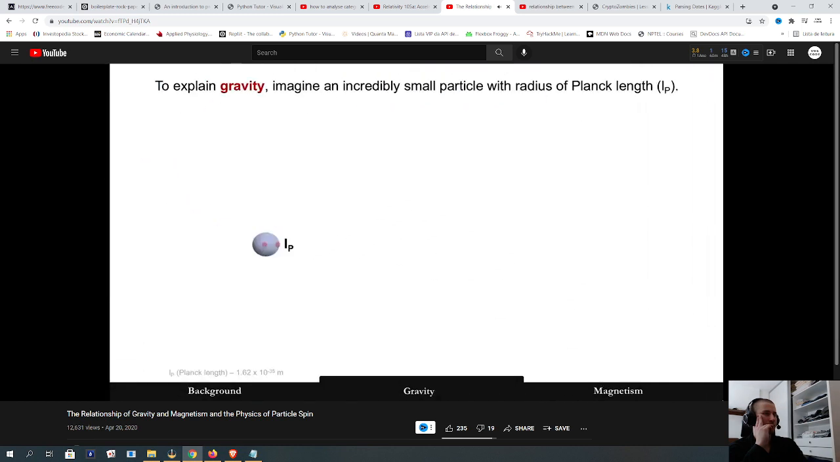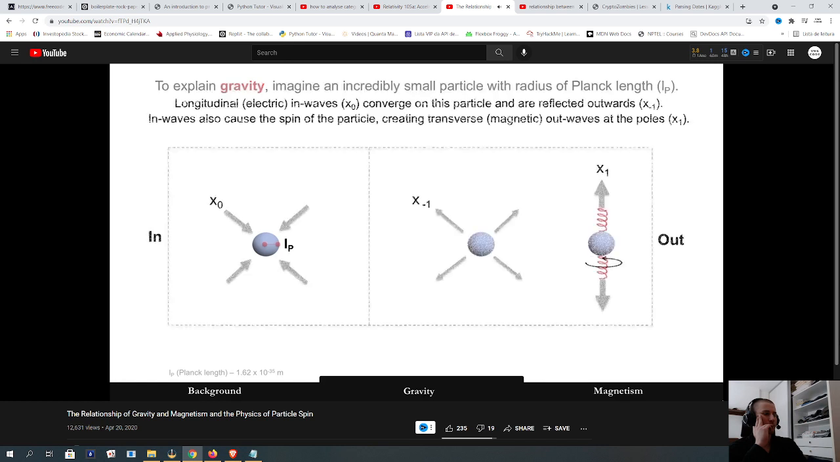All right, let's break this down and explain gravity first. To explain it, let's imagine an incredibly small particle, right, radius of Planck length, and that's very small. You can see the number down there at the very bottom. And in fact, all of the constants you're going to see here will appear at the bottom with their value and units. Okay, so let's do this.